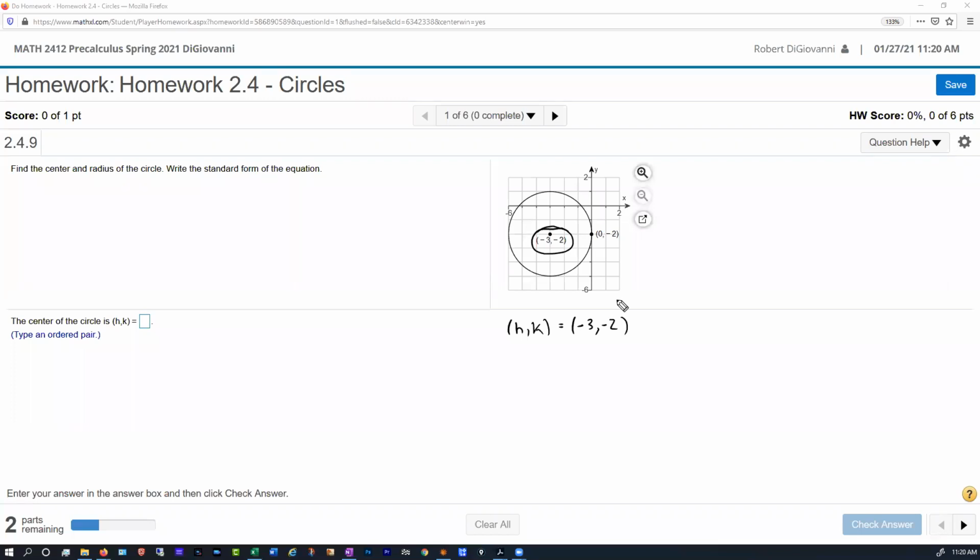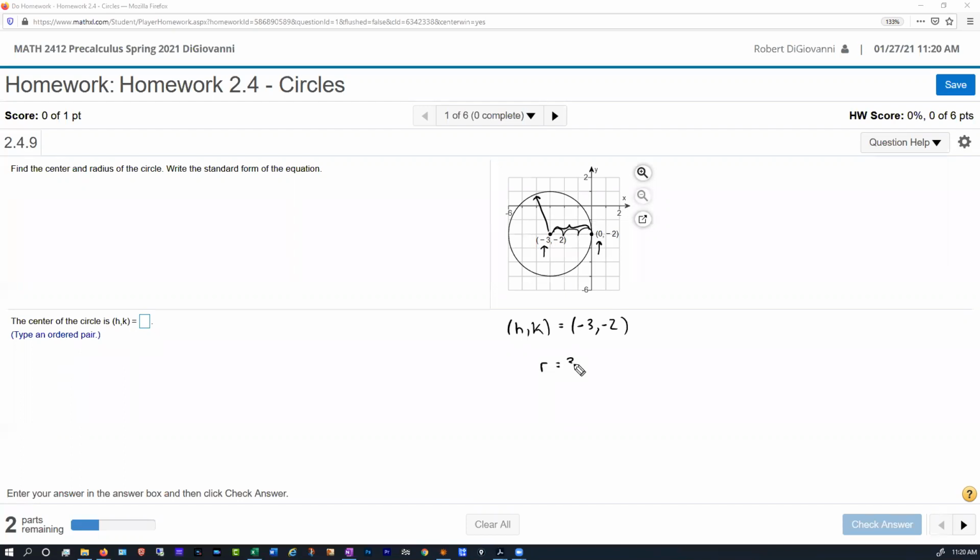And then the radius is a little bit more tricky. It's not too bad, but we just need to figure out the distance from the center to any point on the circle. Since they give us this point (0, -2), we really just need to figure out that distance. We just look at the x-coordinate. The x-coordinate here is -3, and the x-coordinate there is 0, which means that there's 3 units.